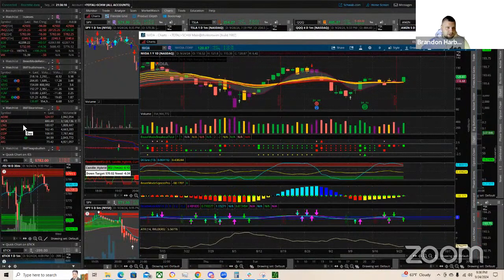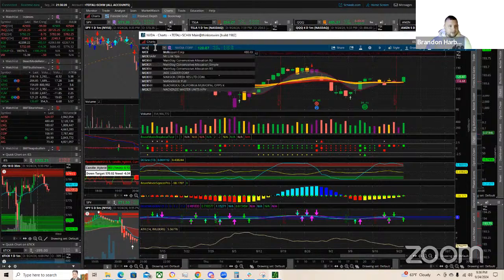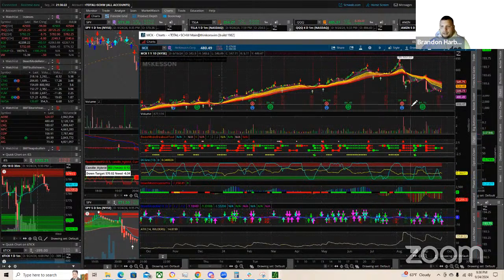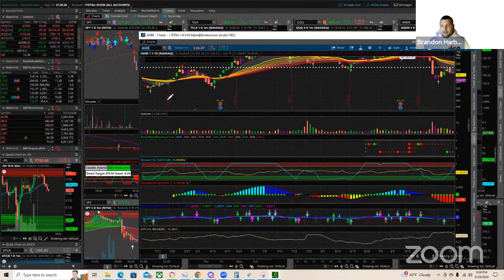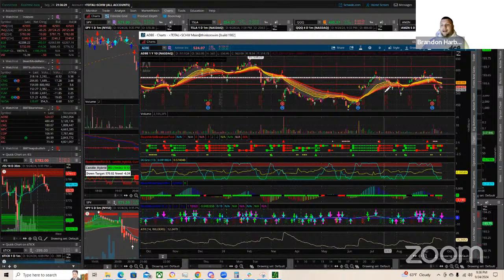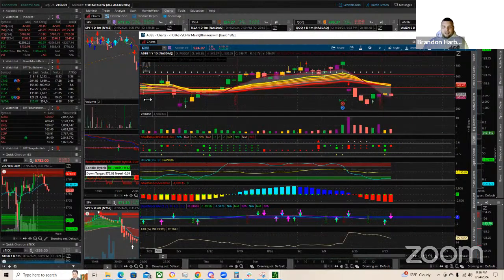Now, for puts, we have a couple puts here. Let's see what we have. MCK. That's too far down for me. Adobe, ADBE. Here's a textbook short. Check this out. We were pushing up. We took this breakdown right here. Now look, price comes down. You reset. It looks like we're starting to hook to the downside.